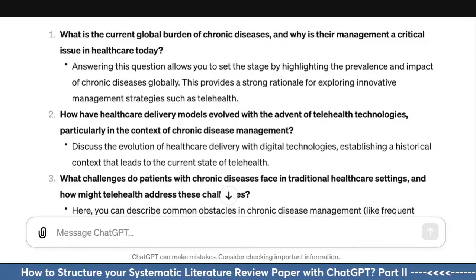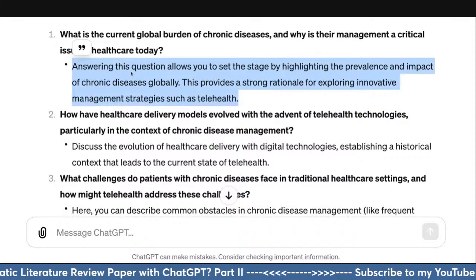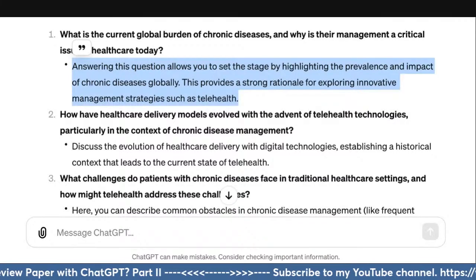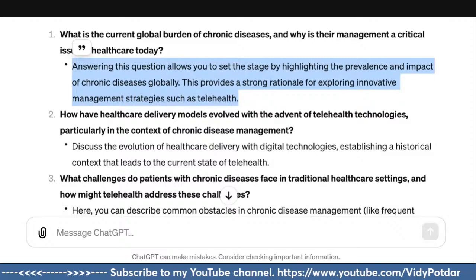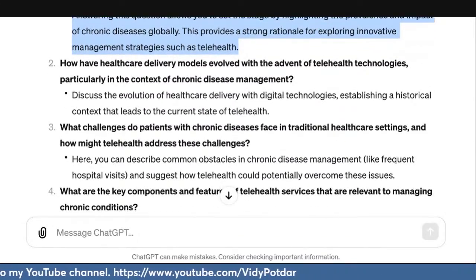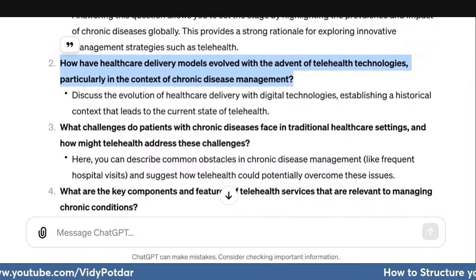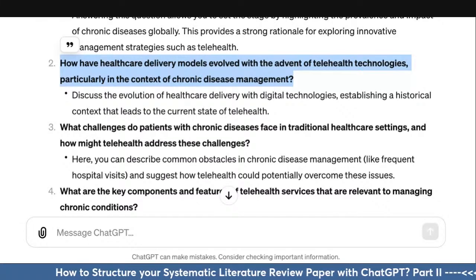And it is also giving you here what you will get. So answering this question will allow you to set the stage by highlighting the prevalence and impact of chronic diseases globally. So you are strengthening your problem, the reason why you're doing your SLR. Next is, how have healthcare delivery models evolved with the advent of telehealth technologies, particularly in the context of chronic disease management? So you can answer this.